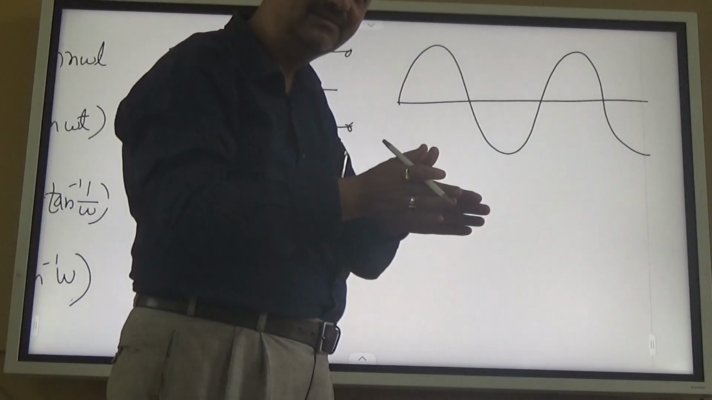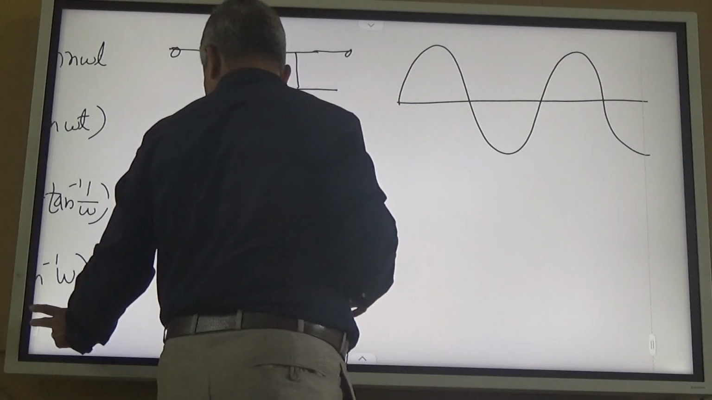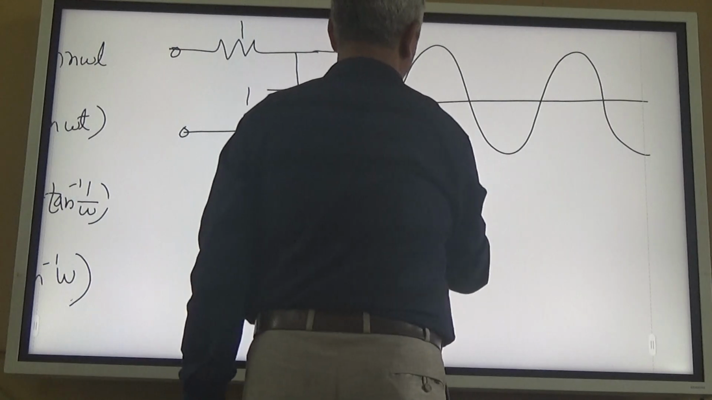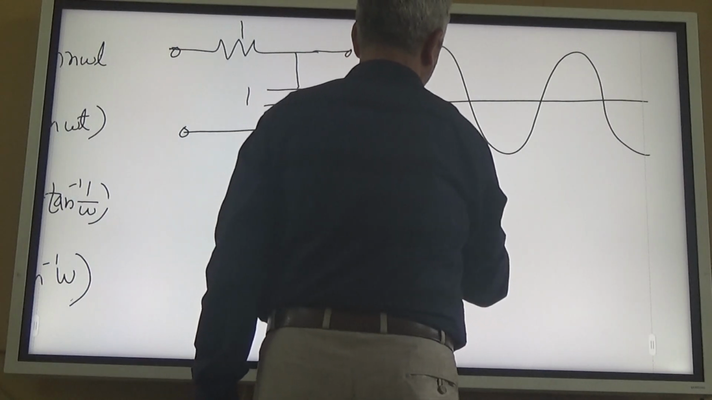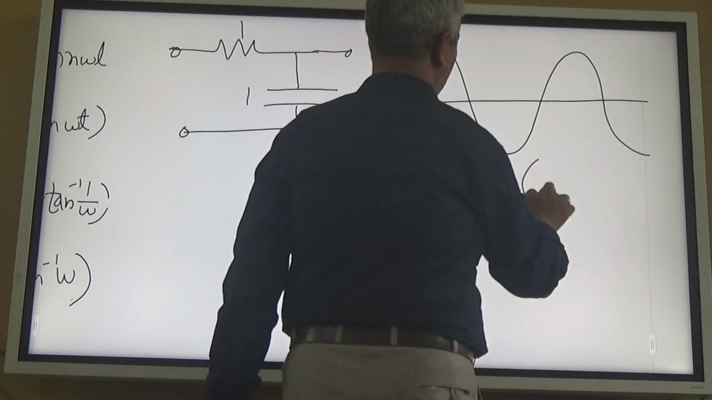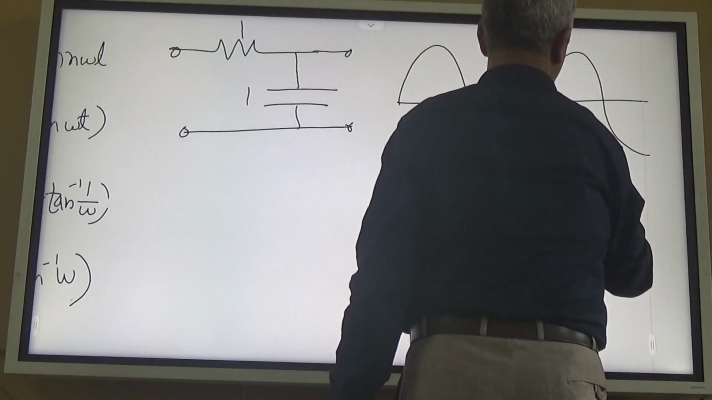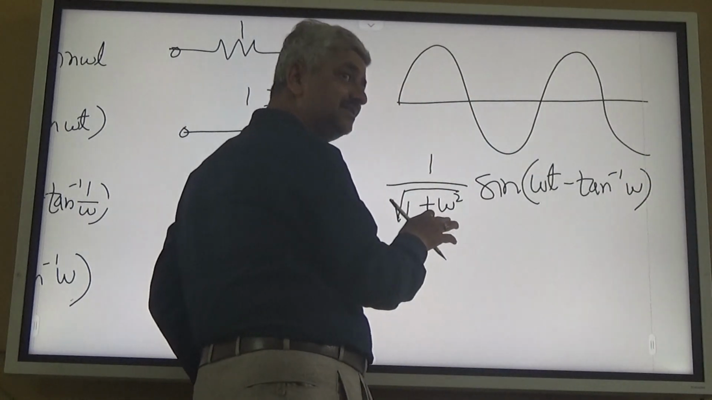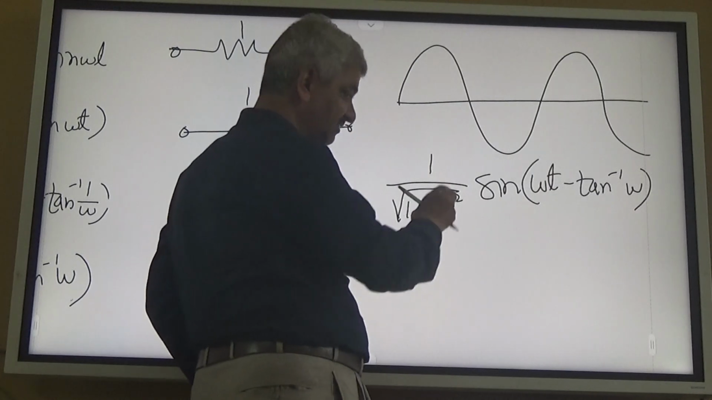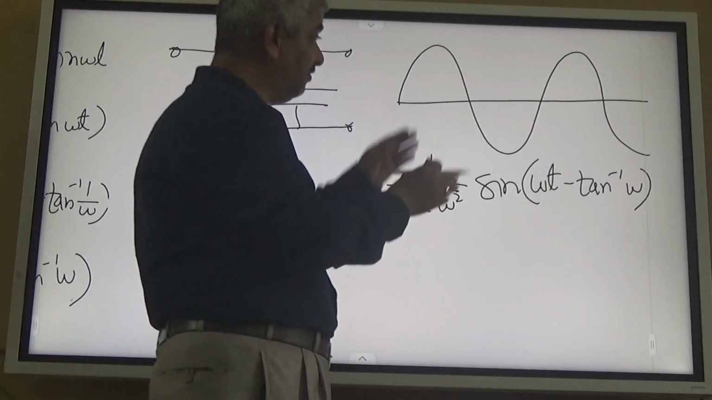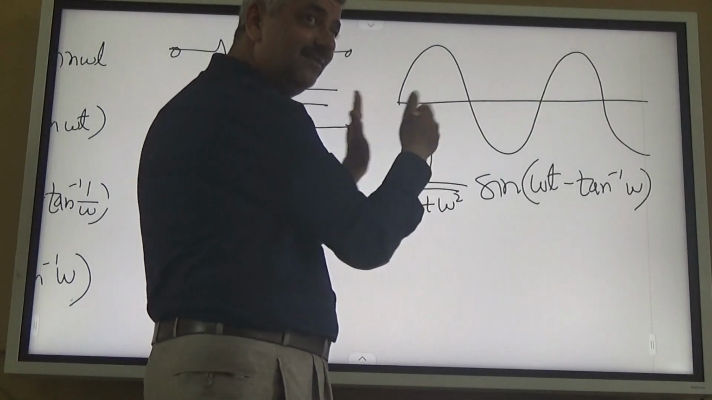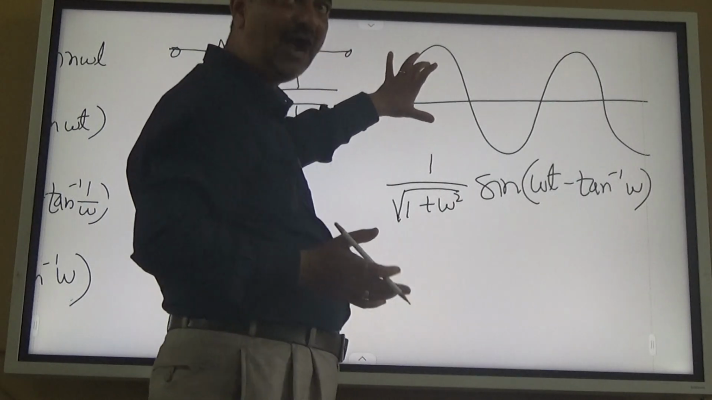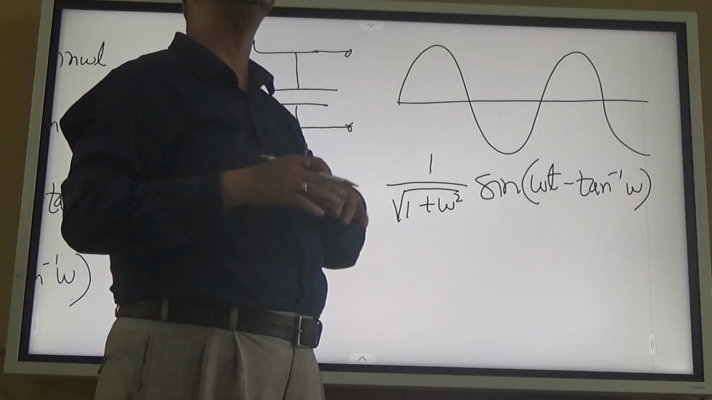Less omega, it is 1 upon under root 1 plus omega square, sin of omega t minus tan inverse omega. So as omega increases, the denominator will increase, the total number will be less. So if you increase frequency, the amplitude will reduce. Input of amplitude 1, output amplitude will reduce as you increase frequency.